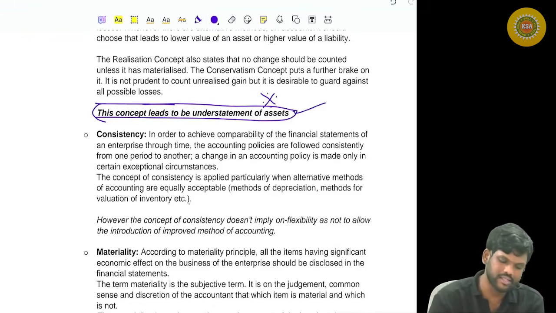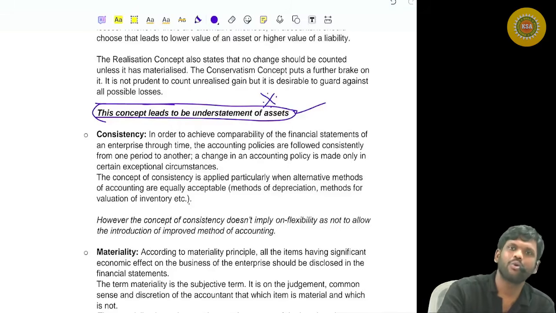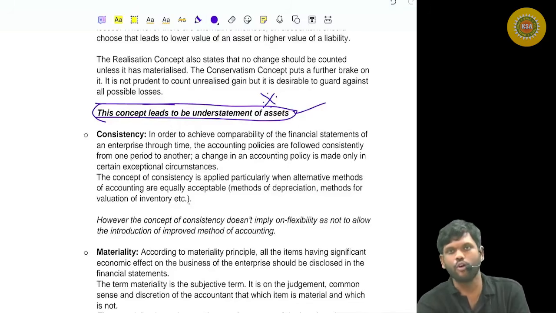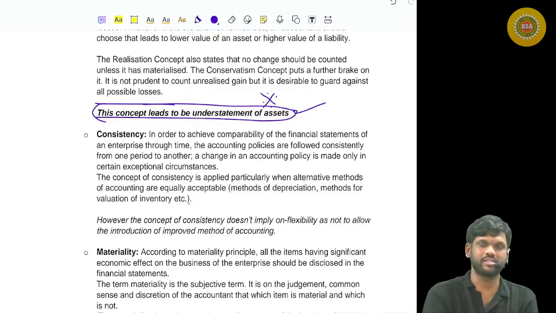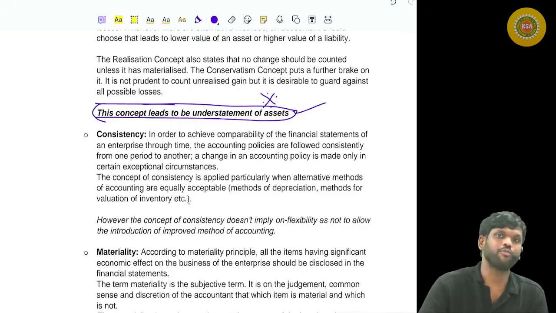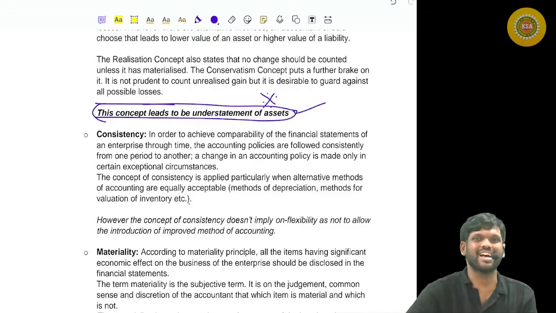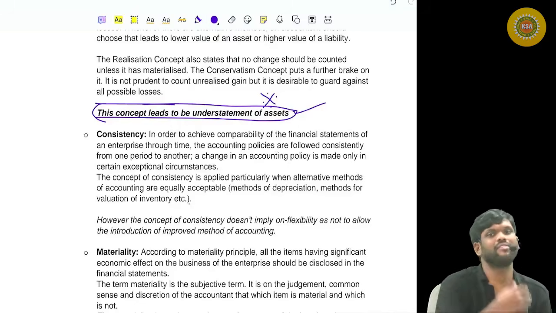Then we have consistency. Consistency means whatever accounting policies or concepts you follow, ensure you follow them consistently. What does that mean, sir? For example, one year I follow FIFO, next year weighted average, next year simple average, next year LIFO. Can I change every year as per my wish, sir? If you keep changing like that, comparability will get affected.